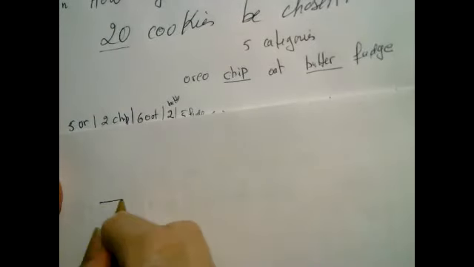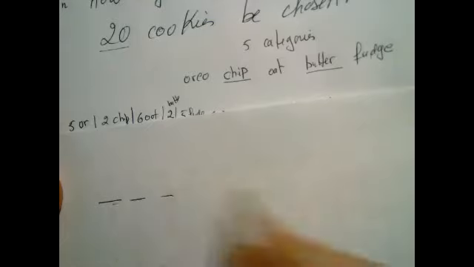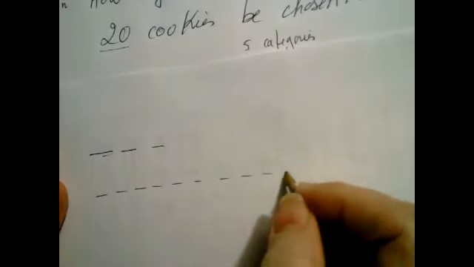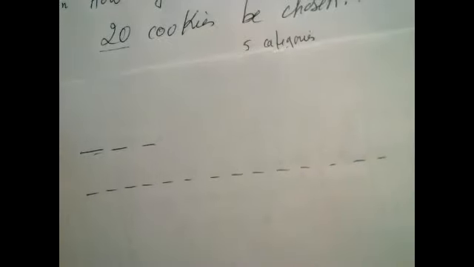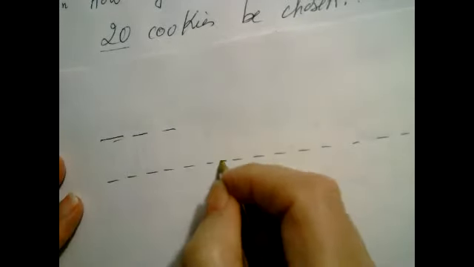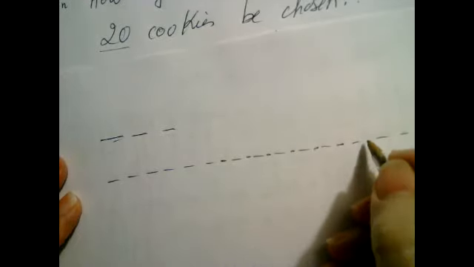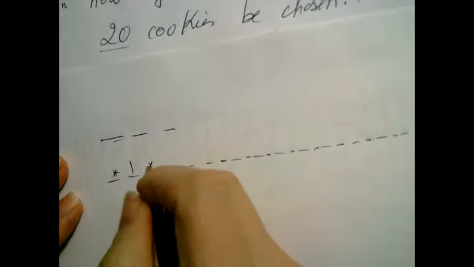So let me just make this idea very clear. Suppose I give you this string. 1, 2, 3, 4, 5, 6, 7, 8, 9, 10, 11, 12, 13, 14, 15, 16, 17, 18, 19, 20, 21, 22. And I give you this string.